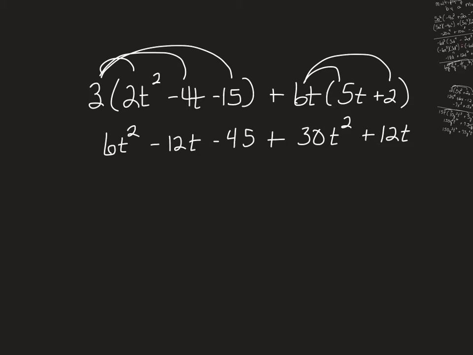If we combine like terms, those two can be combined, 36t squared. Negative 12t plus 12t cancels each other out, minus 45. So hopefully that is what you got when you work this out on your own.